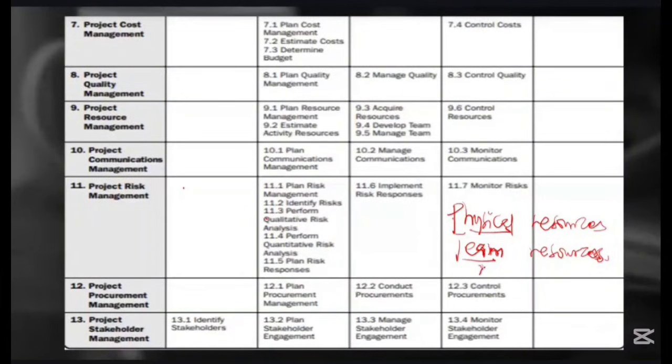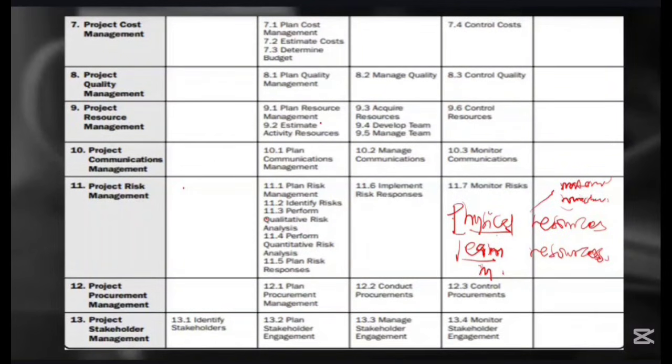So the team is the manpower. Physical is the other resource apart from money. So the materials, the machines, infrastructure, supplies, all these ones will be physical resources. So in the plan, you need to state how you manage your physical resource. You also need to state how you manage your human resource, your team resources. Okay, so we have the plan. It will show us how this is done.